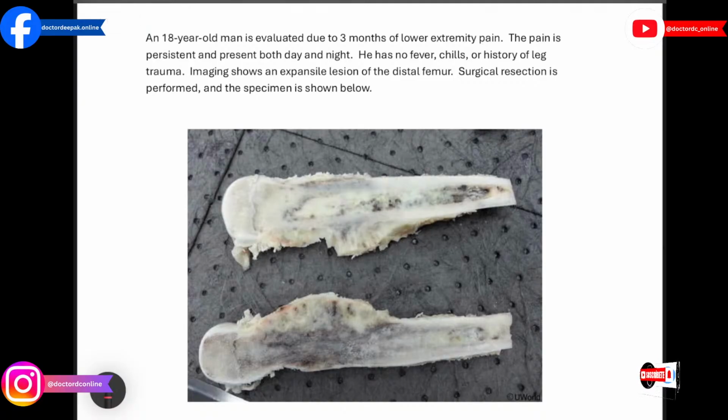Guys, already the diagram is just looking like bone.